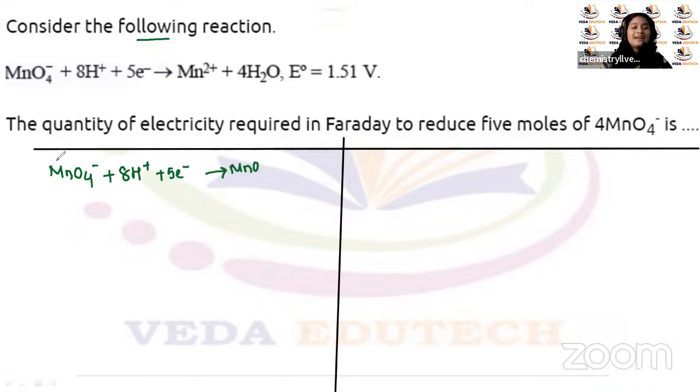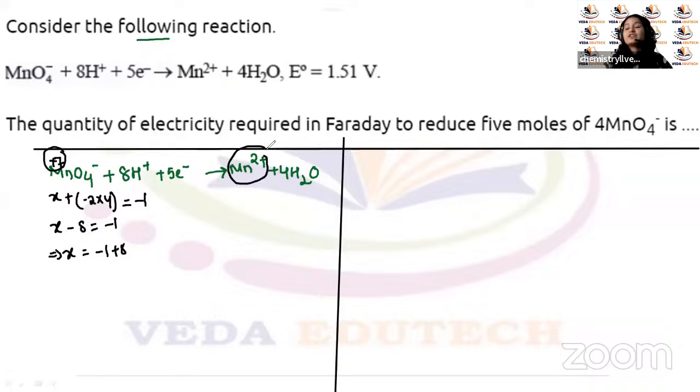So how do you identify that a substance has undergone oxidation or reduction? I hope you all know that. We look at the oxidation number. For example, here Mn is X. For one oxygen, the charge is -2, and for 4 oxygens it is -8. The entire charge is -1. So X minus 8 equals -1, which implies X equals -1 plus 8. So here the charge is +7. And on the product side, the charge on Mn is +2.